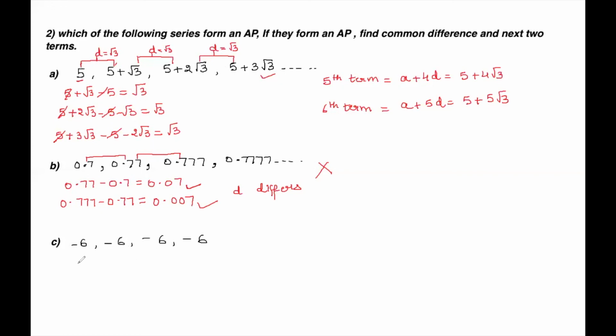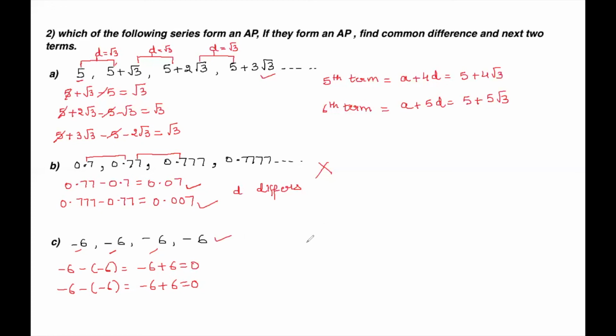In part C, the given series is minus 6, minus 6, minus 6, and minus 6. Again we'll find the common difference using the first two terms, that is minus 6 minus minus 6. So it would be minus 6 plus 6, which is equal to 0. So we have got the common difference as 0. Now we'll evaluate the common difference using the second and third term: minus 6 minus minus 6, that is minus 6 plus 6 equals 0. If we look at the next two terms, again we get the common difference 0. So yes, we can say this series forms an AP.